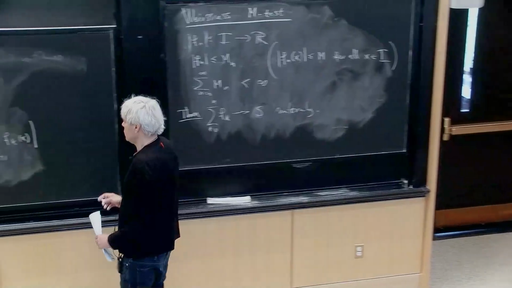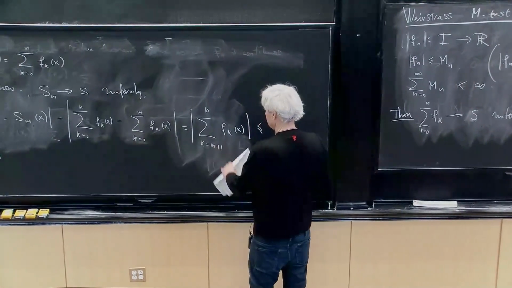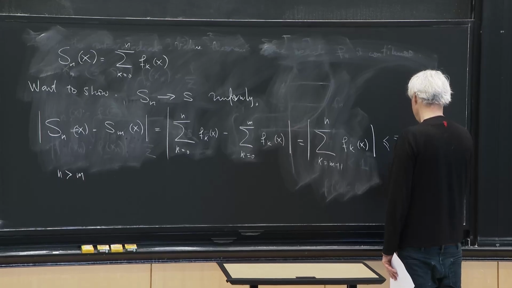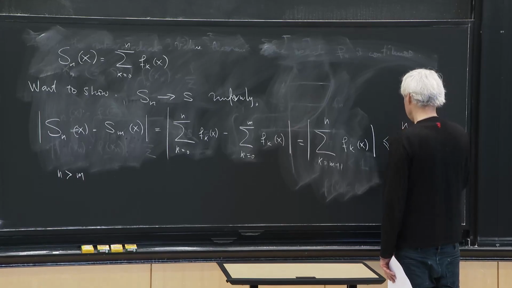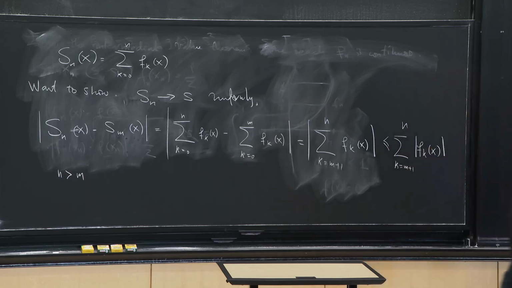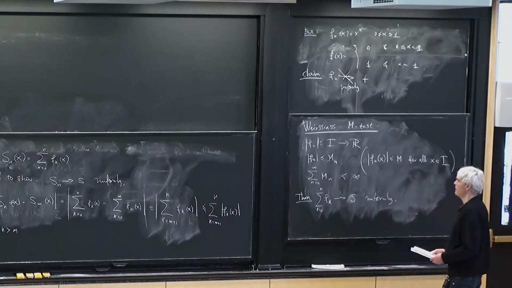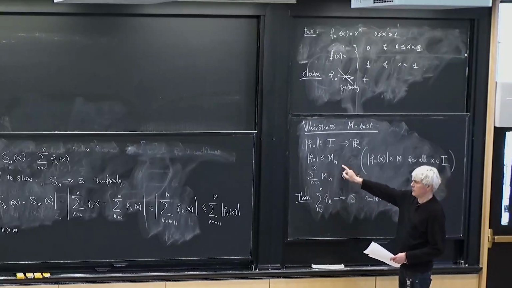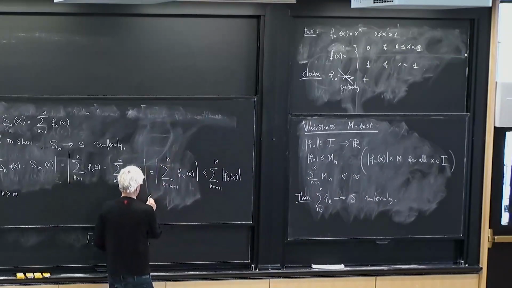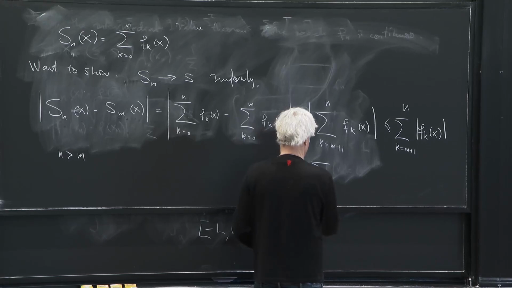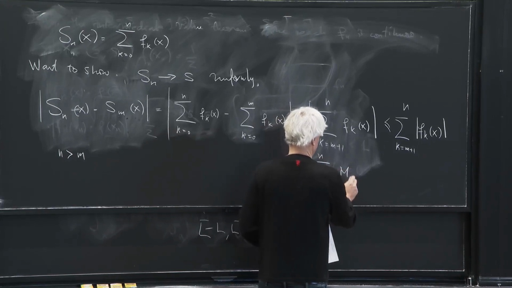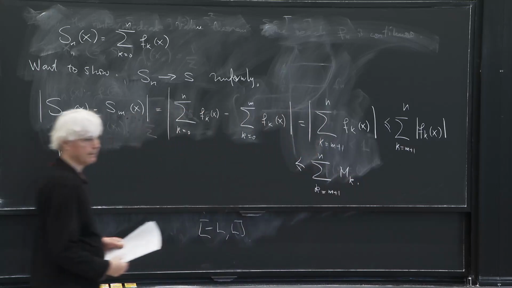Because now, of course, this sum here is less than the sum of the absolute values, k equal to m plus 1 to n, where we take the absolute value under the summation sign like this, right? But now we can use our condition here. So this thing is less than or equal to the sum from k equal to m plus 1 up to n of M_k, right?